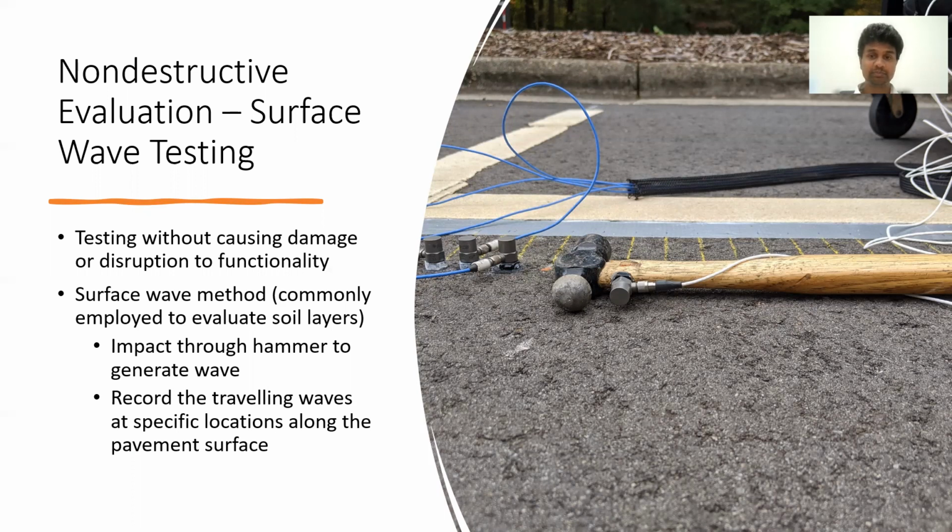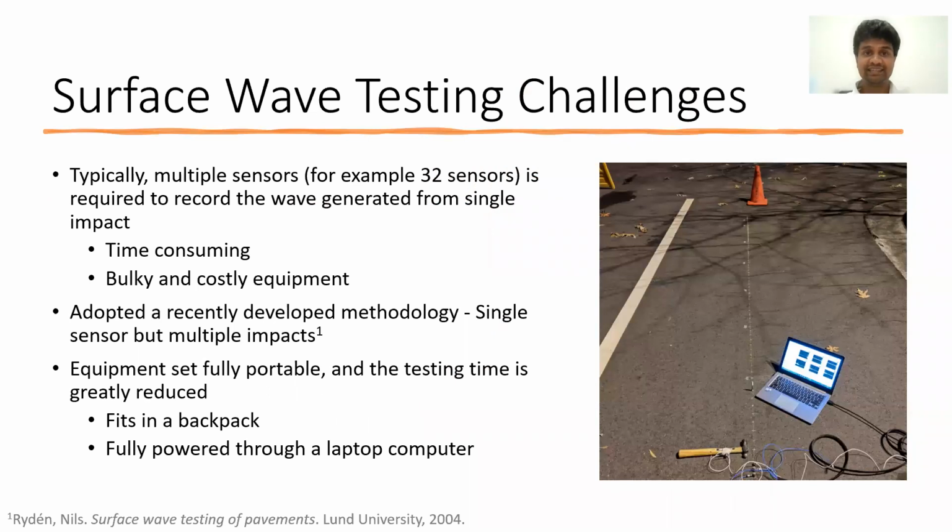The idea is pretty simple. We use a handheld hammer to impact the surface of the pavement, which generates a wave that travels in all directions in the pavement. And we record these traveling waves using sensors at specific locations. How we use these recorded signals to get back the pavement layer properties is the crux of the remainder of my presentation. While the idea of surface wave testing is pretty straightforward, it comes with its own challenges.